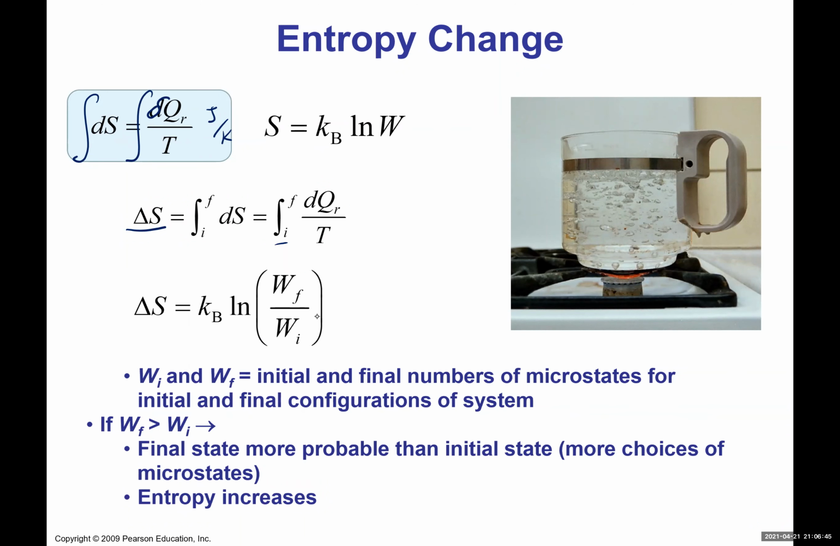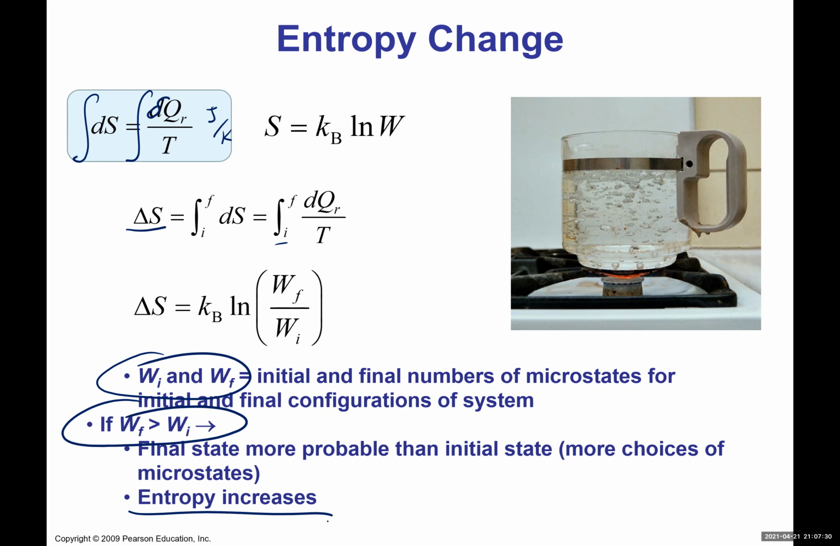And then what we end up with is delta S equals k_B ln of W final over W initial, where you can see those W final and W initial are the numbers of microstates for the final and initial configurations of the system. That means the number of microstates for state one compared to state two, or initial state and final state. Now, if W final is greater than W initial, then the final state is more probable than the initial state. So there are more choices of microstates, which always would mean that entropy would increase.